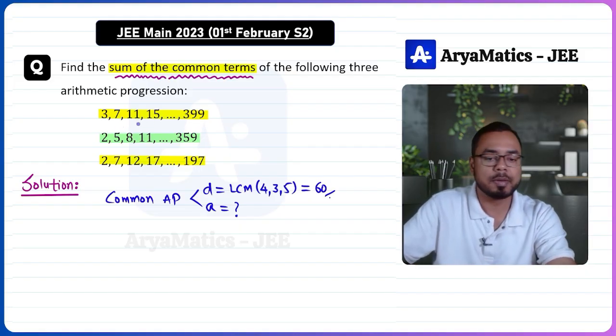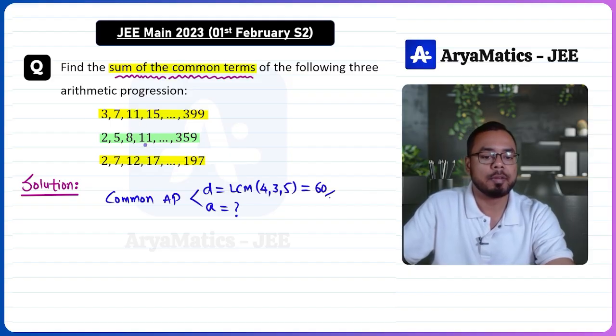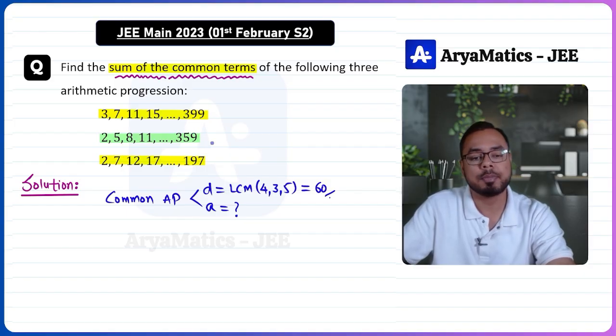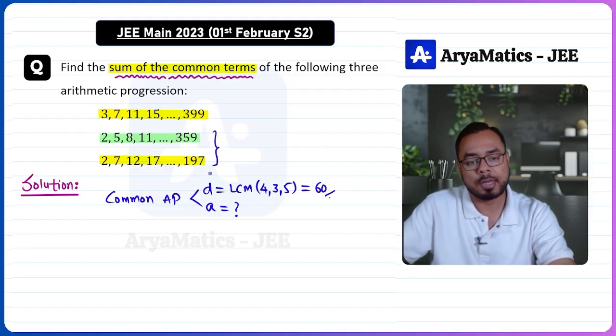Finding the first term which is common in all three APs can be tricky. For 2 APs, by observation, you can very easily see that if I have only the first and second AP, then 11 is the first common term. Or if I have the second and third AP, then 2 is the first common term. But here we need a term which is common in all three APs, and this can be tricky sometimes. So instead of finding the common term of all three APs, first find the AP of common terms of any two APs.